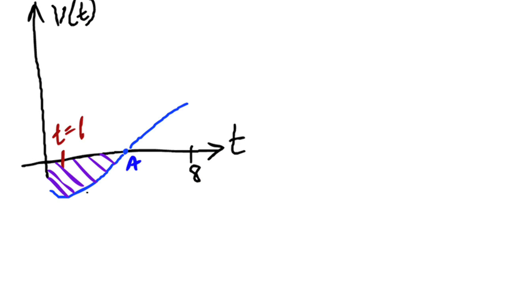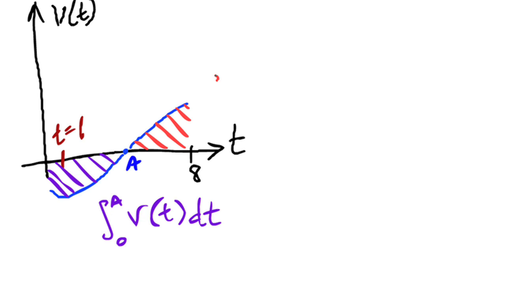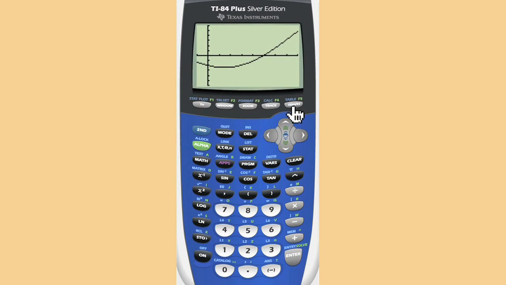For the portion where the particle is moving to the left, it'll be the integral from 0 to a of v of t dt. For the portion where the particle moved to the right, it'll be the integral from a to 8 of v of t dt. And luckily our calculator will take care of these numbers for us. Absolutely. Just go back to your graph, hit graph, then hit second, calculate.